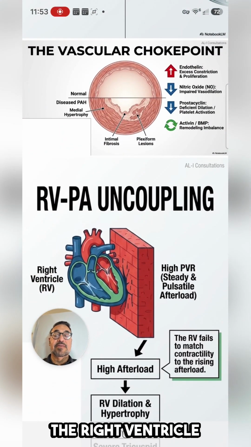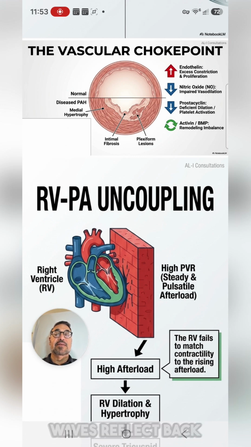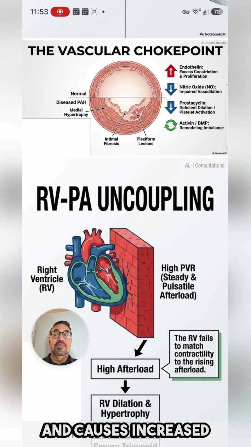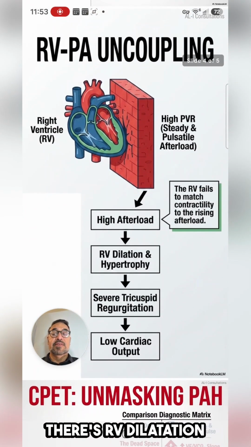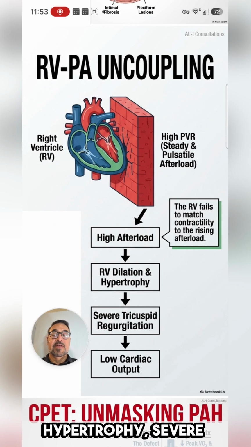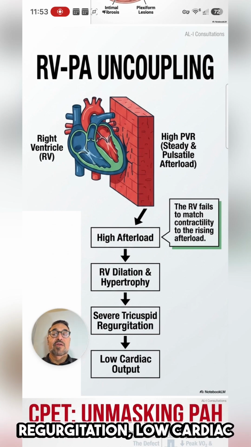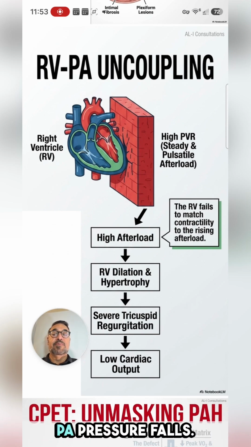The right ventricle gives the cardiac output towards the pulmonary artery. There is a fixed pulmonary arterial resistance. Additionally, the waves reflect back and causes increased pulsatile afterload. When there is a high afterload, there's RV dilatation, hypertrophy, severe tricuspid regurgitation, low cardiac output, and the PA pressure falls. So the RV and the PA can be uncoupled.